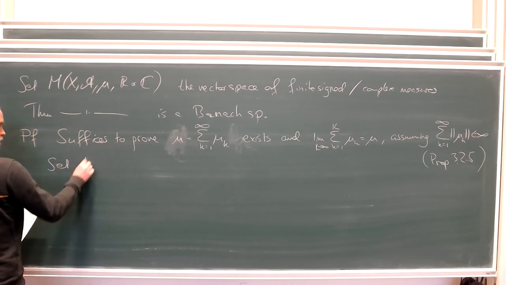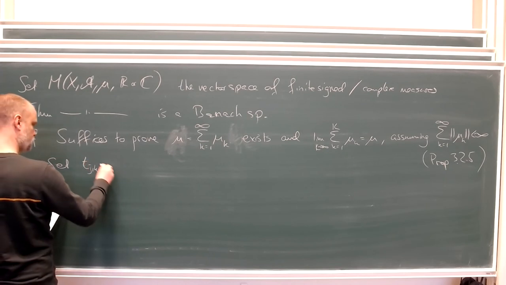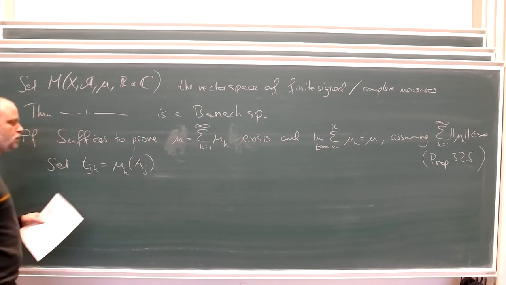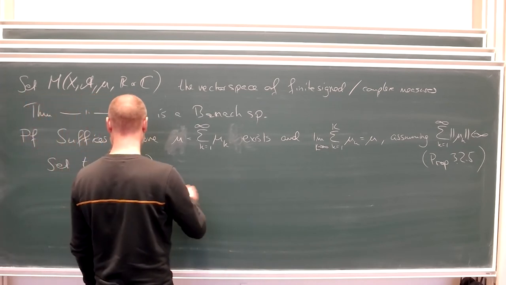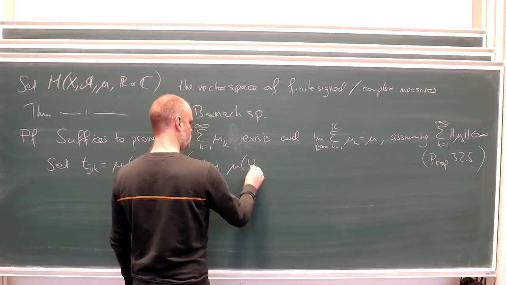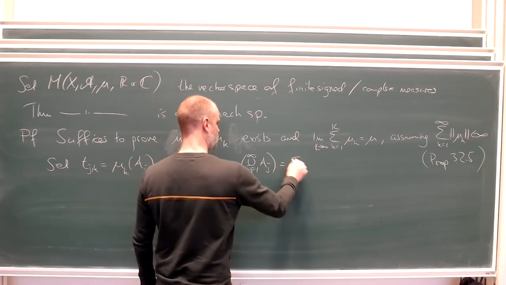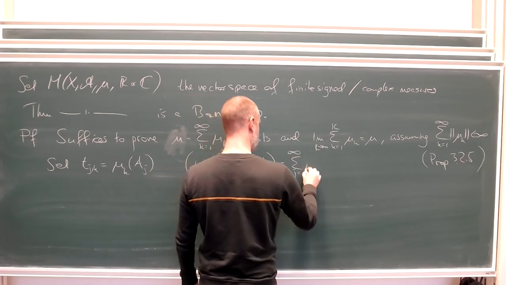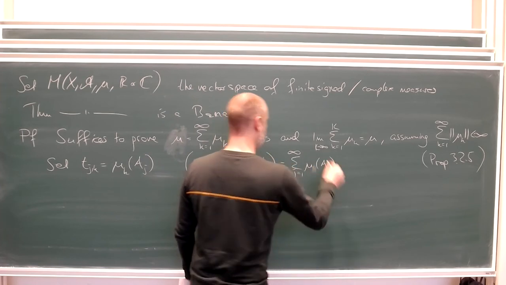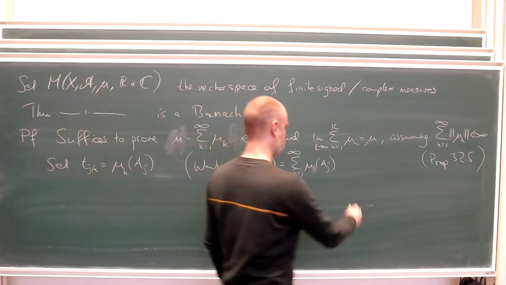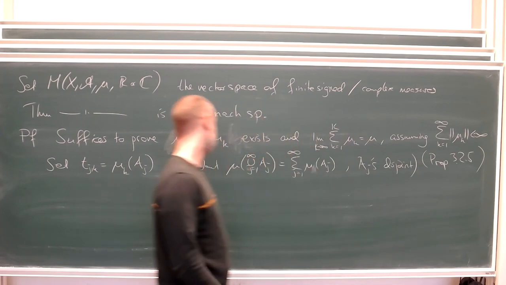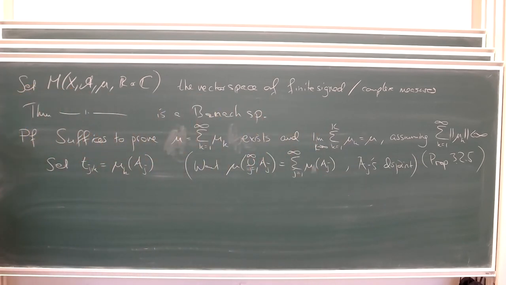So we're gonna set some t_{j,k} to be equal to mu_k of A_j. Okay, what's A_j here? So we want to prove that mu of the infinite union, j goes from 1 to infinity, of A_j is equal to the infinite sum, j goes from 1 to infinity, of mu of A_j, right? So A_j is just some bunch of disjoint sets. Okay, so we want to prove this.